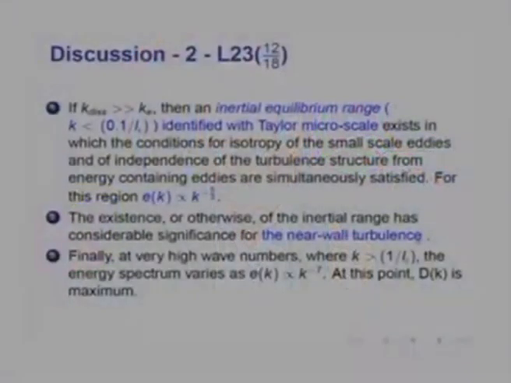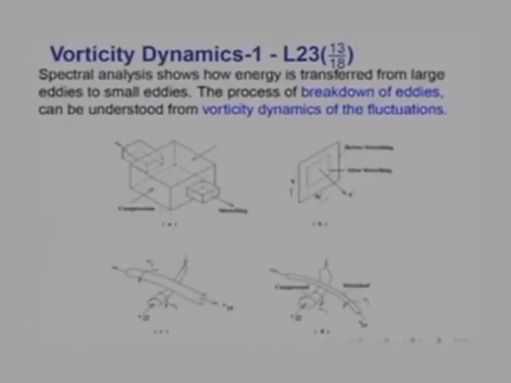The existence or otherwise of the inertial subrange has considerable significance for near wall turbulence. Now, this is a matter which is employed in turbulence modeling, which we may use a little later. Finally, at very high wave numbers, where k is greater than 1 over eta, the energy spectrum varies as E(k) proportional to k raised to minus 1, and at this point the dissipation is maximum, as we saw earlier. So, spectral analysis essentially tells you how energy is continuously transferred from large eddies to small eddies, or from small wave numbers to large wave numbers.